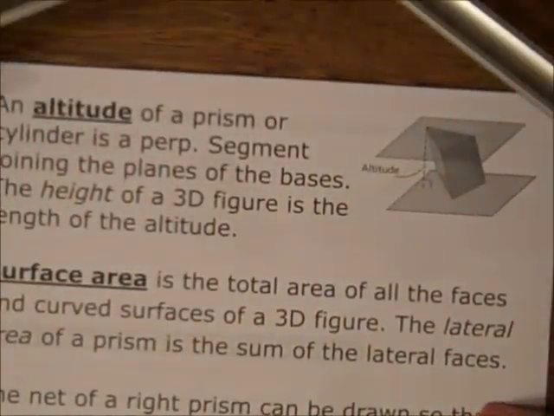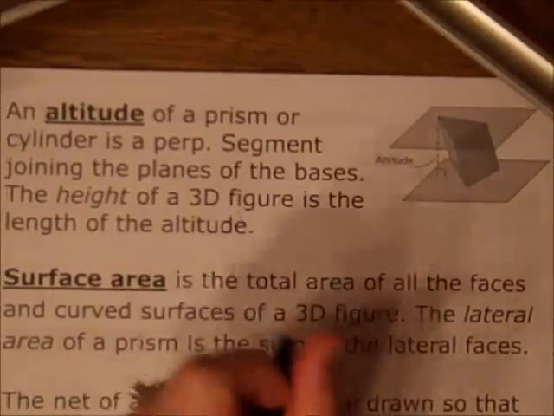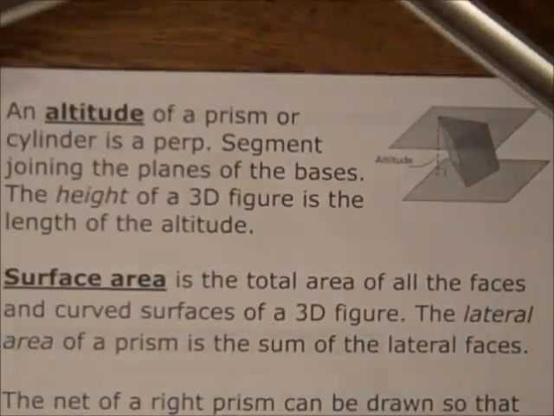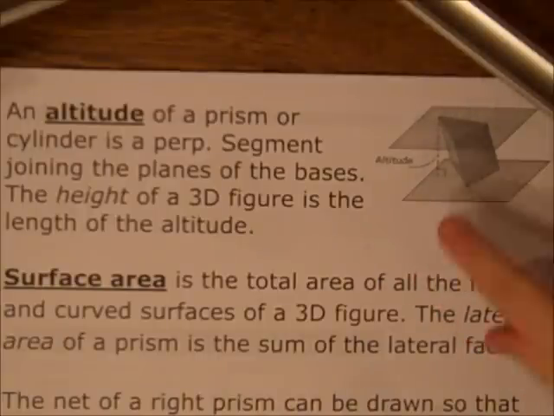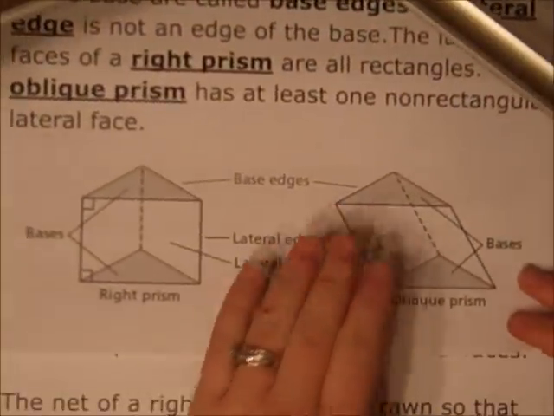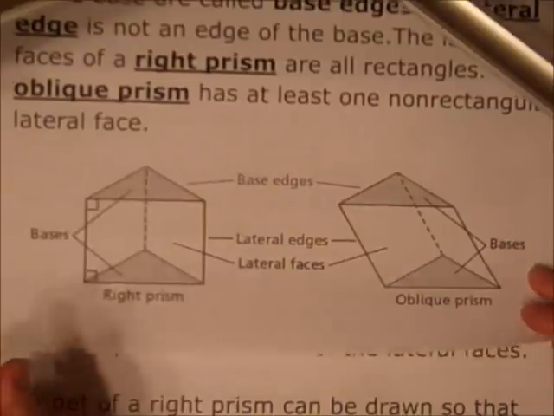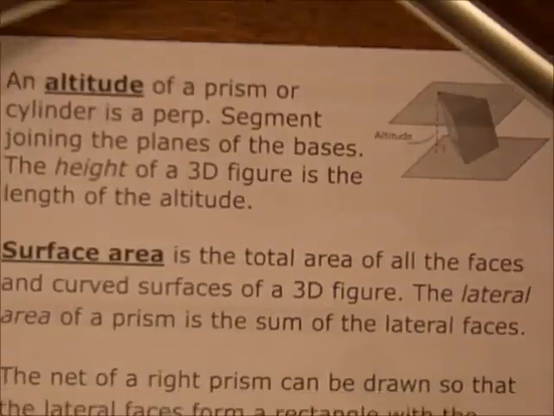Okay. An altitude of a prism or a cylinder is the perpendicular segment joining the planes. So we know altitude and height are synonymous, so that is still the case here. And we know when we're looking for altitude and height, we're looking for that perpendicular segment. So this picture is of an oblique figure, so one that's tilted. So the altitude will actually be outside the figure, not the actual lateral face. But if it's a right prism, then the lateral edge is the height. So that'll be easy, and those will be the ones we work with most often.